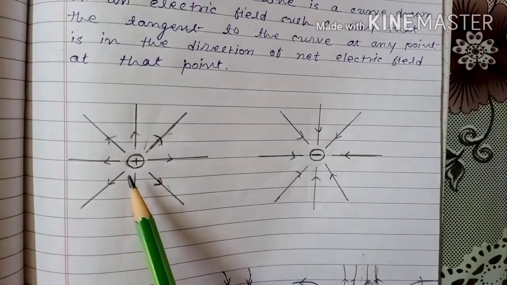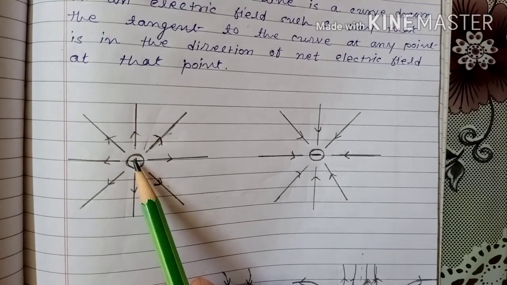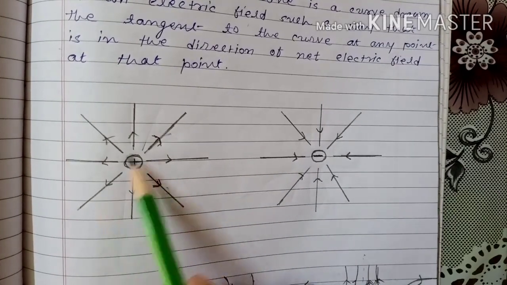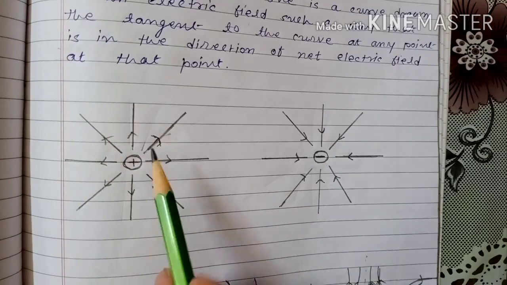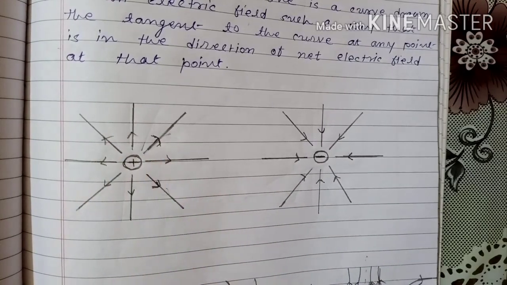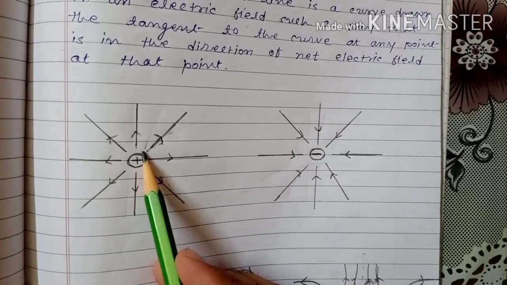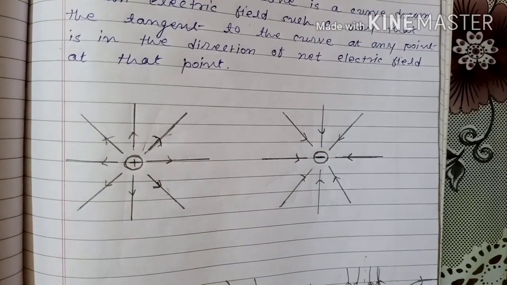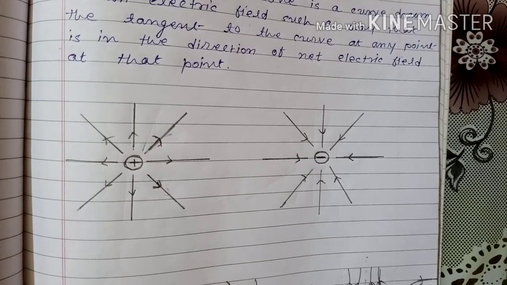Here, if we consider a point charge, then we can show electric field lines radially outward. Here I have drawn electric field lines. In the above figure we have taken field line vectors. You can draw any number of lines. It is not necessary that we have to draw 5 lines, 8 lines, or 10 lines.